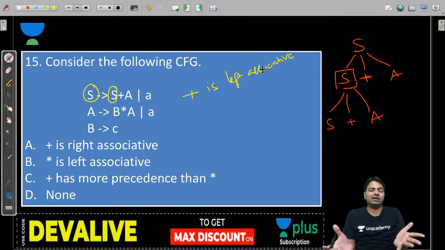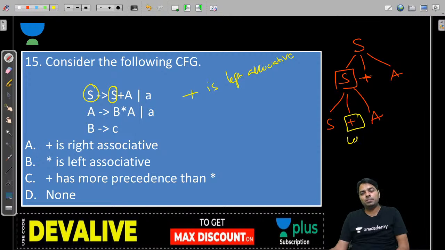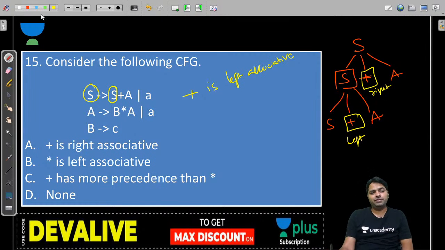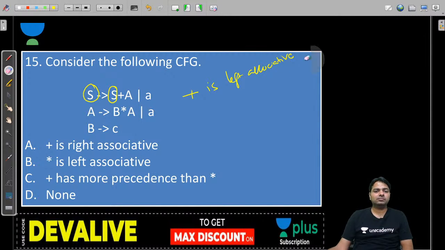Here, right recursion is not possible anyhow. So now look at this, this is the left operator, this is the right operator. Fine. Next one. So we have failed to answer. Star: what about star? You have right recursion, right? So it has to be right associative. So that's also wrong.